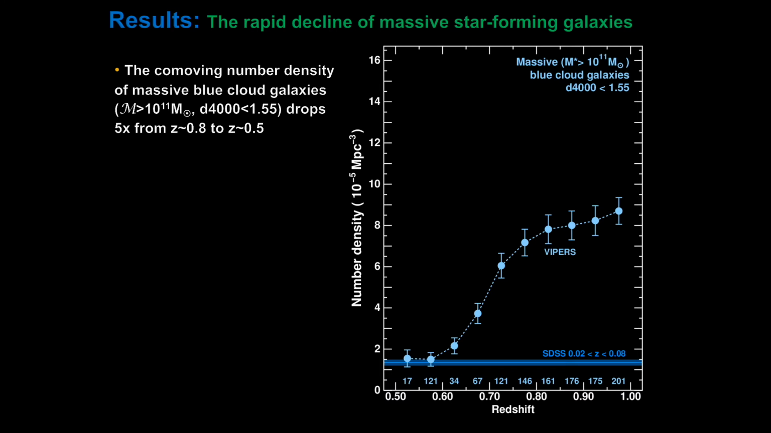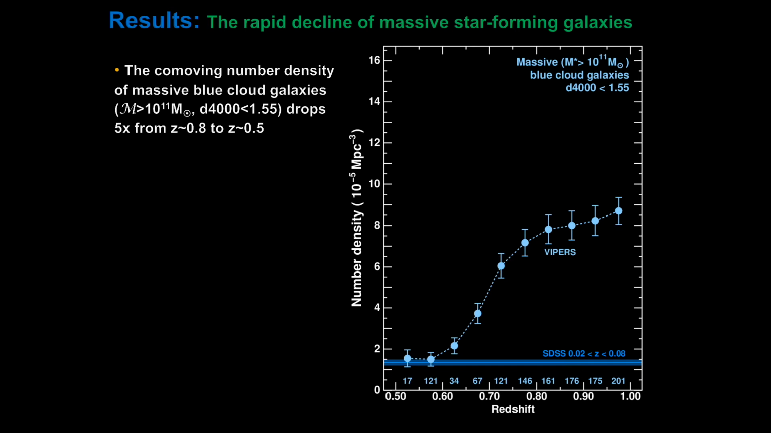Here we plot the number density of massive blue cloud galaxies as a function of redshift. These galaxies are selected as having stellar masses above 10^11 solar masses and a D4000 index below 1.55. You can see that the number density of these massive star-forming galaxies drops by a factor of 5 between z of 0.8 and 0.5, with no further evolution apparent from z of 0.5 to the present day, using abundances derived from Sloan data.